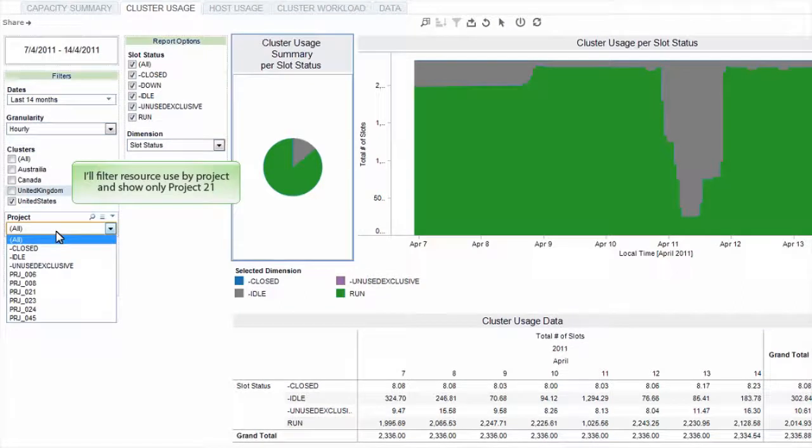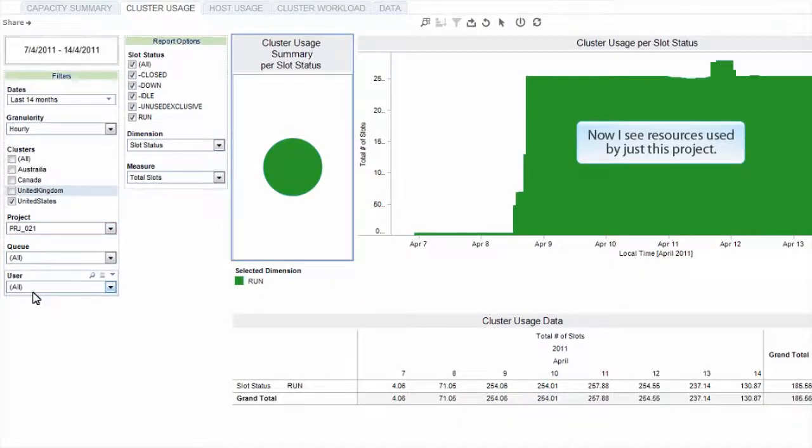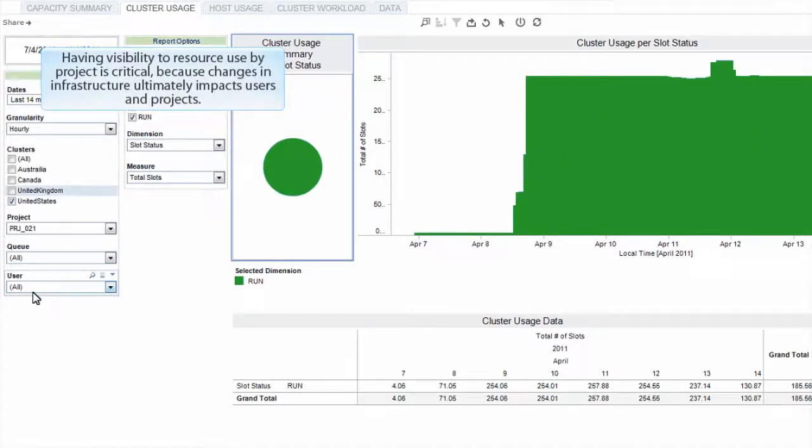I'll filter resource use by project and show only project 21 because I know it's resource intensive. The resources used by just this one project. From a business standpoint, having global visibility to resource use by project is critical because any change in infrastructure ultimately impacts users and projects.